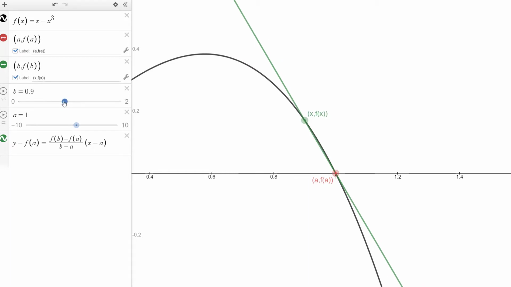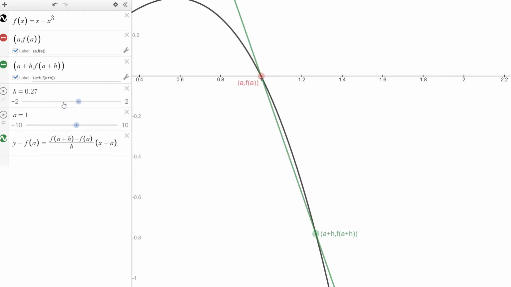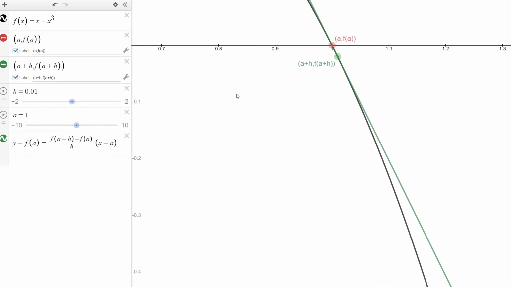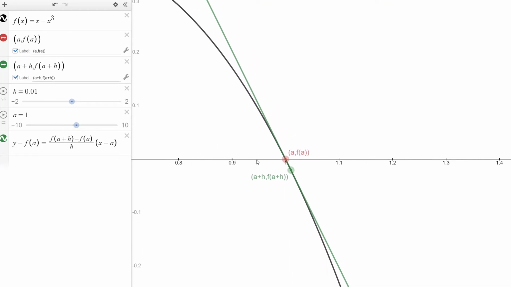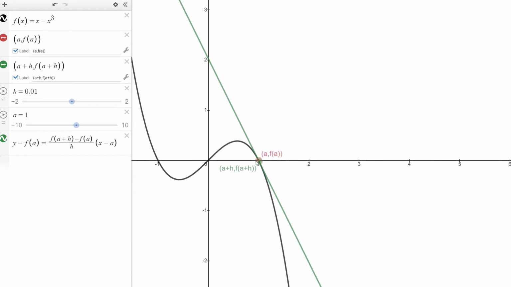If you're wondering about the a comma f of a business, or I should say a plus h comma f of a plus h business, it's the same idea. You have an anchor point, a comma f of a. It's at x equals 1. That's all we're concerned about. And then you have another point that's wiggled only slightly away, a plus h. That h is the wiggle, and I relabeled this over to our left-hand side here to be h. You could drag that h to get closer and closer to 0. As you do that, that green point gets closer to our red anchor point. Now it's almost identically at our anchor point, and that gives us a great view of the tangent line.